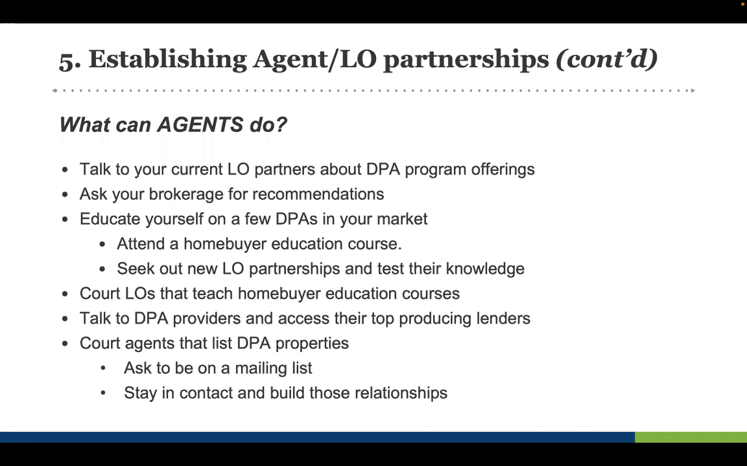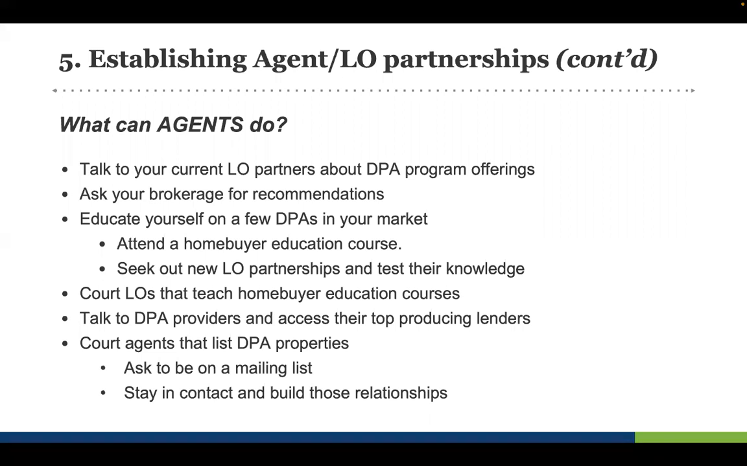Agents, still educate yourself on just a few down payment assistance programs in your market. You don't have to know 2,300 different programs around the country. You don't have to know the 50 that are in your state. You just need to know one or two in your market that work really well, that match up to where you're doing business and your prospective audience. Just get to know one or two of those programs. Seek out loan officers who offer those programs. As you get to know the program, test their knowledge. Attend a homebuyer education class.